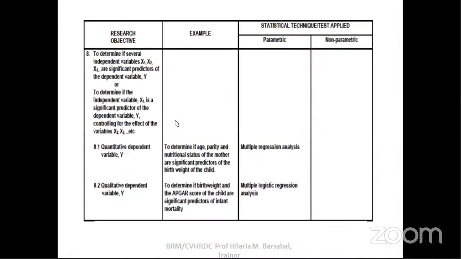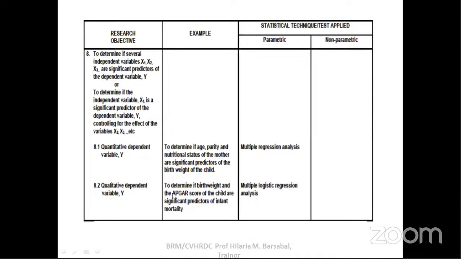For example, if this is your research objective, to determine if age, parity and malnutrition status of the mother are significant predictors of birth weight of the child, and your variable is quantitative, then the only way you can analyze this is through parametric. You will make use of multiple regression analysis.